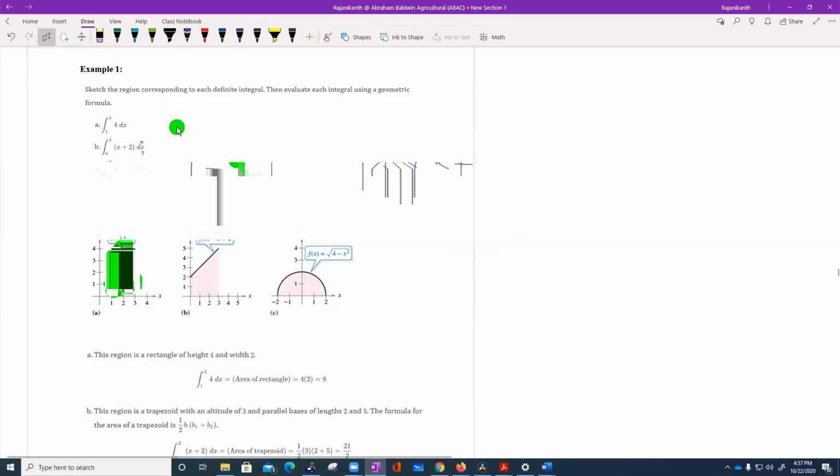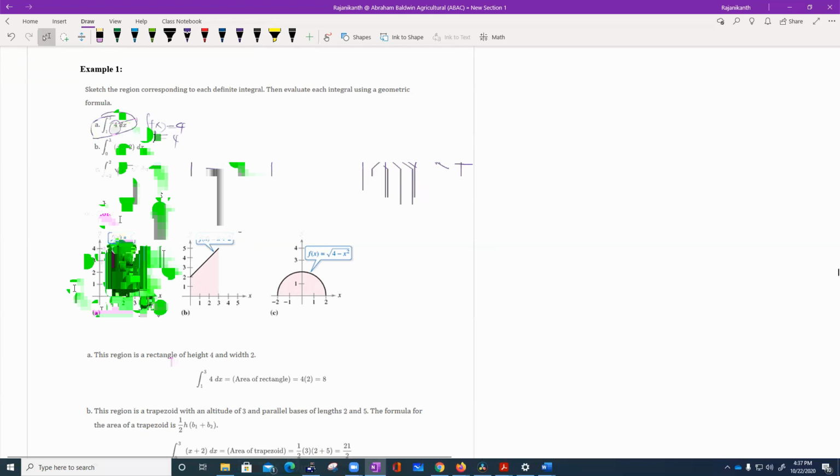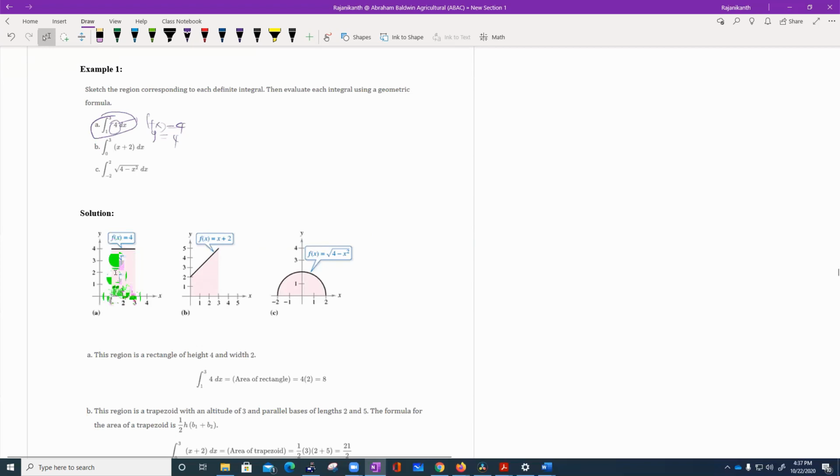For the first example, the integral of 4 from 1 to 3 is nothing but the area under f(x) = 4. So y equals 4, the line from 1 to 3. You are simply finding the area given by this formula. You know how to find the rectangle area: the length is 2 and the height is 4, 2 times 4 is 8. Therefore, the integral answer is 8.